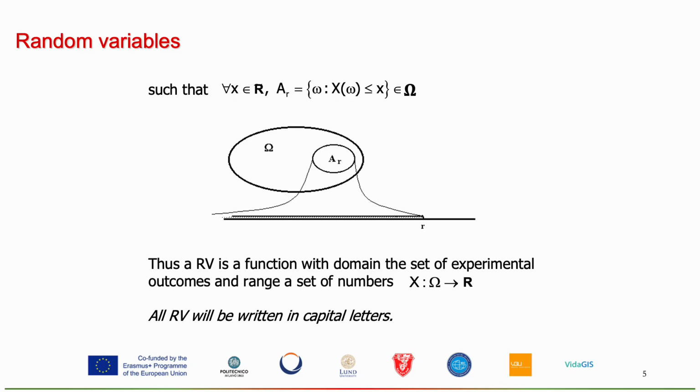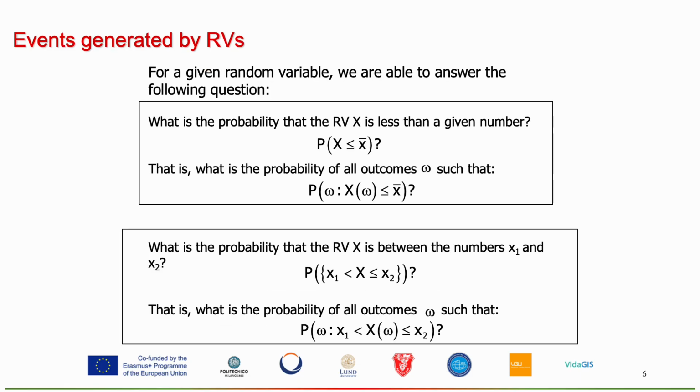A random variable is such that, given each x that belongs to R, the real axis, the set A_x of omega such that X of omega is smaller than x belongs to capital Omega. So, in other words, a random variable is a function that has domain in the set of the experimental outcomes and range in a set of numbers belonging to the real axis. Another way to say it is that X maps capital Omega to R. All the random variables in the following will be written in capital letters.